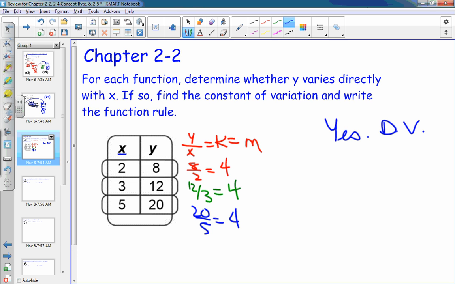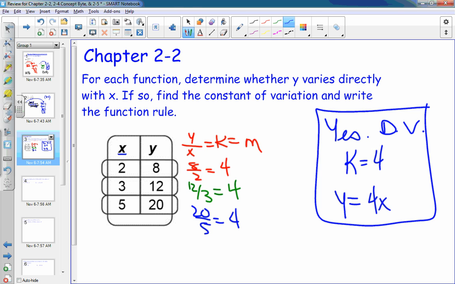Okay? And if so, it says find the constant of variation. So what's that going to be? K is equal to 4. And lastly, it says write the function rule. What is a function rule? That's the equation of y equals kx. So my equation in this part is going to be y is equal to 4x. Do we all understand that? Yes or no? Okay.